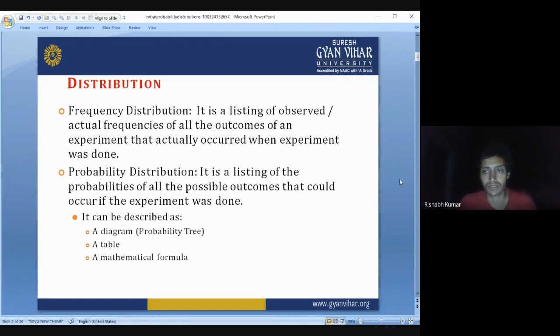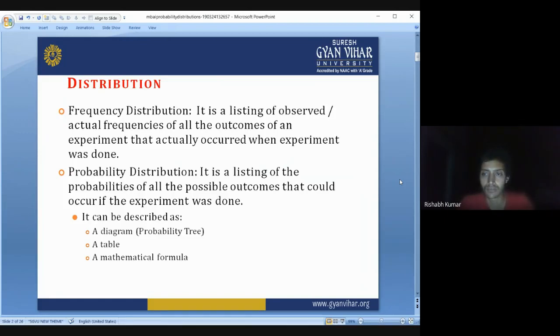Whereas in your frequency distribution, we are listing all the outcomes that have actually occurred in an experiment after we have conducted an experiment or after we have observed some phenomena. Whereas in probability distribution, the thing itself has not happened, but it is listing the probability or the expected outcome or the expected frequency of an outcome that you are going to get. Okay, that is your probability distribution.